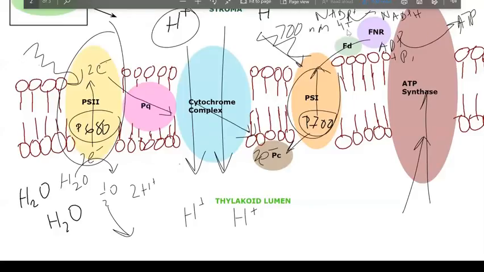So the NADP+ comes from the Calvin cycle, and the NADPH is going to go back to the Calvin cycle. The ADP and the phosphate group both come from the Calvin cycle, and the ATP is going to go back into the Calvin cycle.